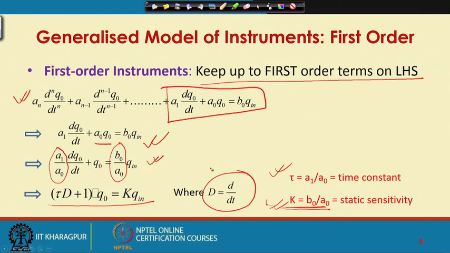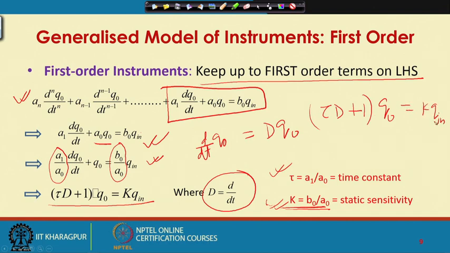Introduce the operator capital D, which is d dt. So, d dt of q 0 can be written as D q 0. Here a 1 by a 0 is tau. So, this can be written as (tau D plus 1) q 0 is k q in.